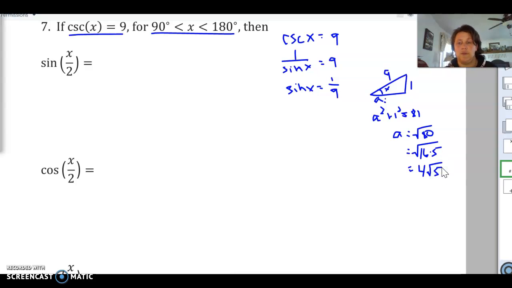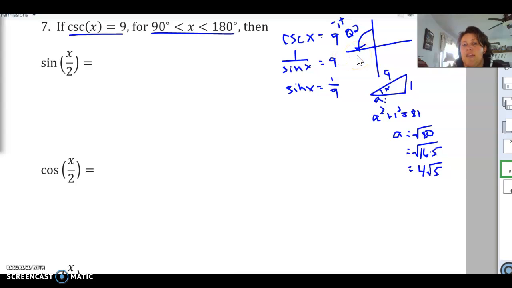Now, what we also have to remember is that we have a certain domain that we need to hold to. This domain that they're giving us is from 90 degrees to 180 degrees. That is all of quadrant 2. So that's telling me that all of my solutions are going to have to be in quadrant 2. Therefore, my cosine values are going to have to be negative, and my sine values are going to be positive. So remember, we have negative, positive solutions in quadrant 2.